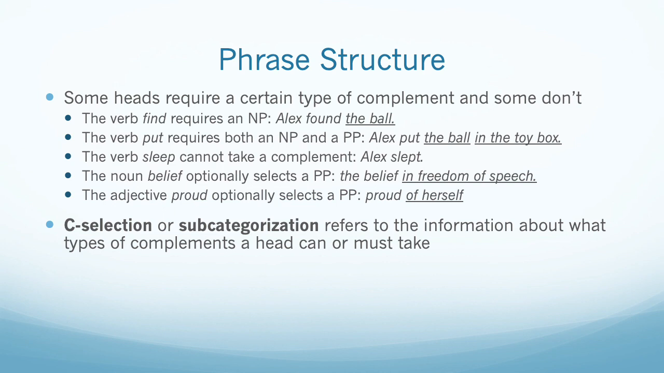So some verbs require a noun phrase after them. These are sometimes referred to as transitive verbs. So for example, the verb find. This requires a noun phrase, as in Alex found the ball. You can't just say Alex found. It's not complete, right? You have to include something afterwards. So the verb find requires a noun phrase complement.